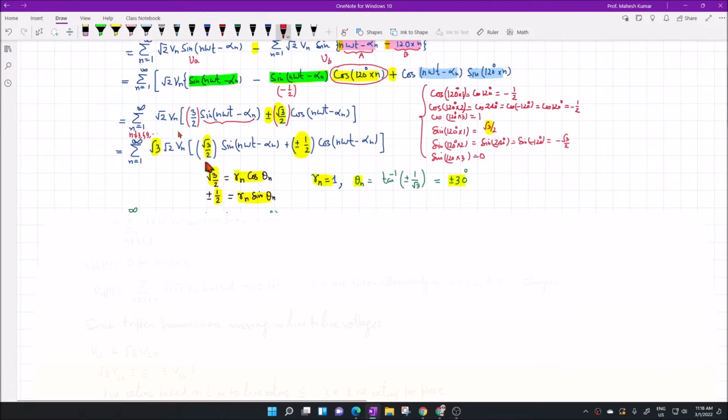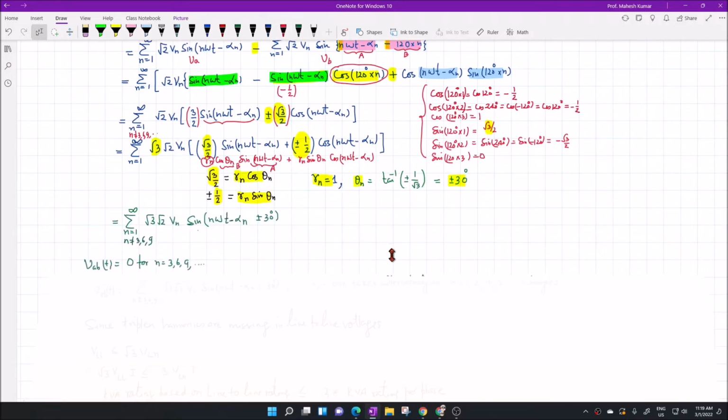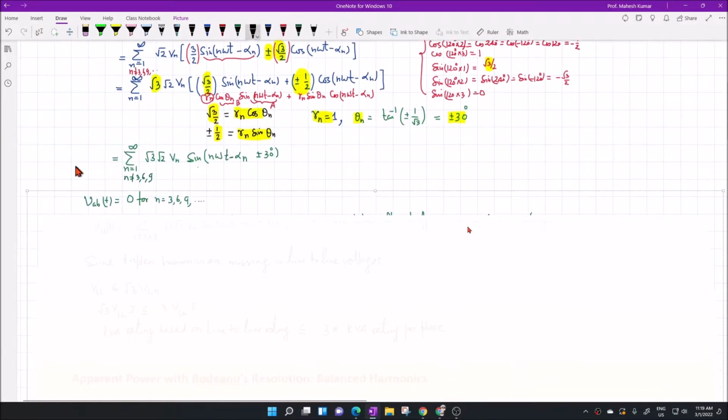So we can write this as Rn cos theta n into sin n omega t minus alpha n plus Rn sin theta n cos n omega t minus alpha n. This is similar to the sin A plus B formula. So this is A and this is B. Rn is common, whose value is 1. So substituting the value of Rn and theta n, we will get this expression. That is, the VAB as a function of time, n from 1 to infinity, but n is not equal to 3, 6, 9.